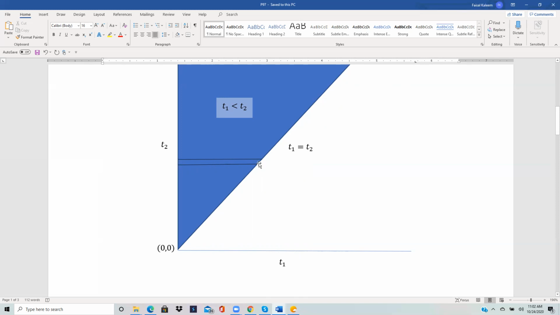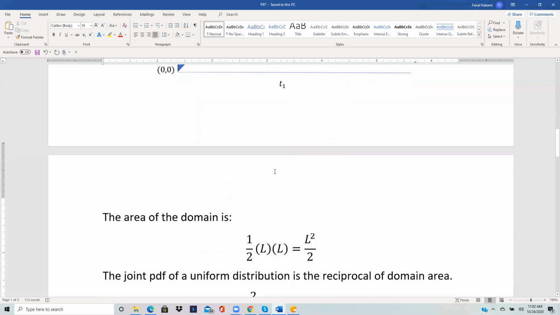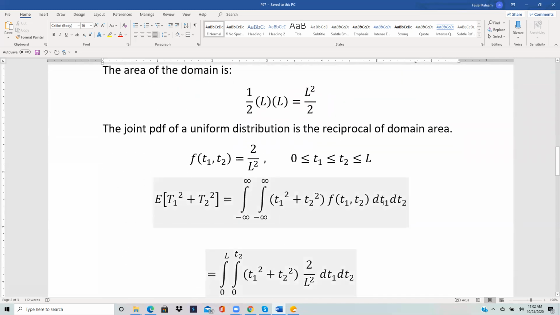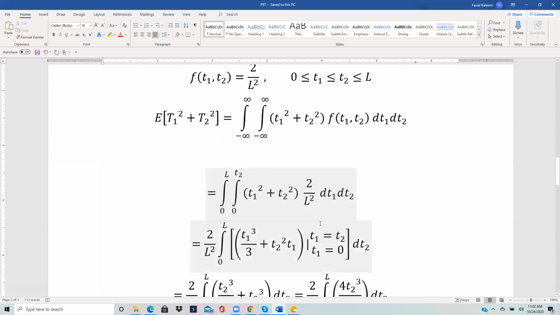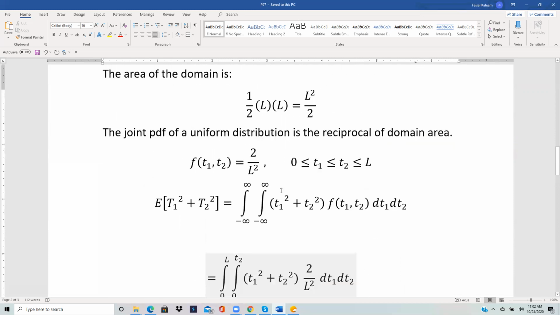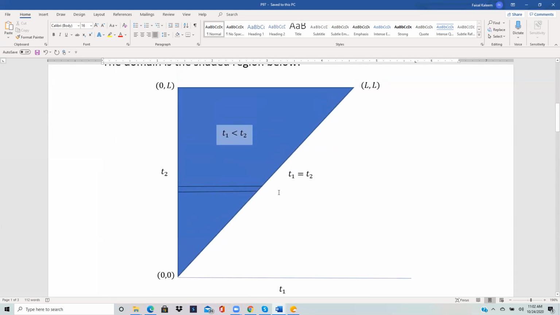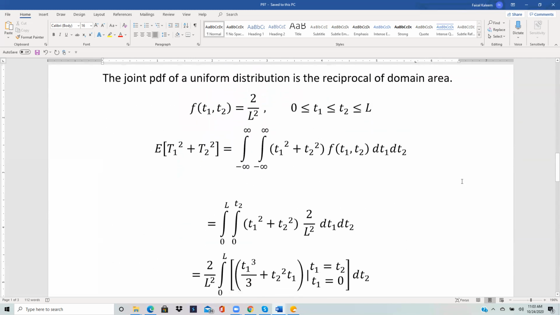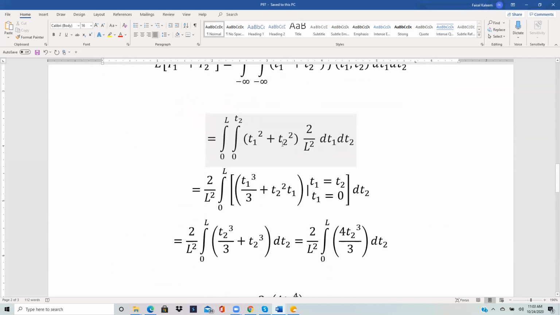So first you're integrating with respect to T1 from T1 is 0 here, because this is the T2 axis. On the T2 axis, T1 is 0. So T1 is 0 here and T1 is T2 here. So the inner integral is for T1, and that goes from 0 to T2. And then the outer integral is for T2, and so that would be from 0 to L. So that's what we have here.